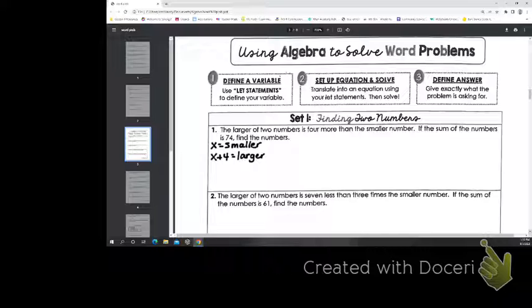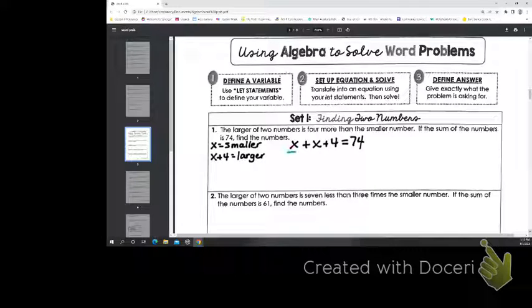Now, I haven't written an equation yet. I've just kind of defined how I'm representing the 2 numbers I'm looking for. That's what I use my first sentence for. In my next sentence, it says if the sum of the numbers is 74. What does sum tell us? The answer to what kind of problem, though? Addition, exactly. So now we're going to say the small one plus the large one is equal to 74.